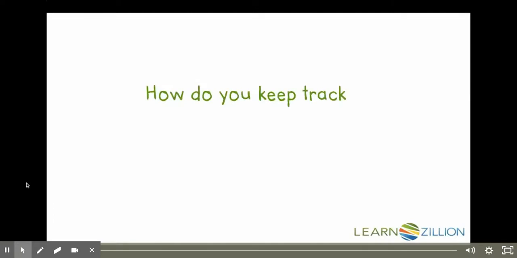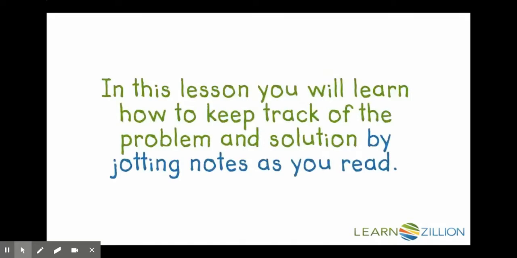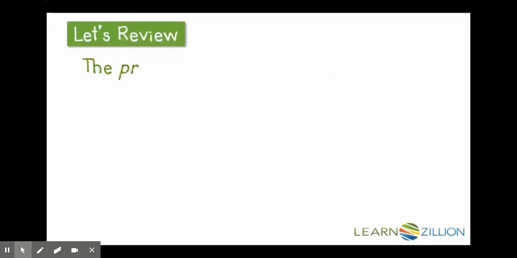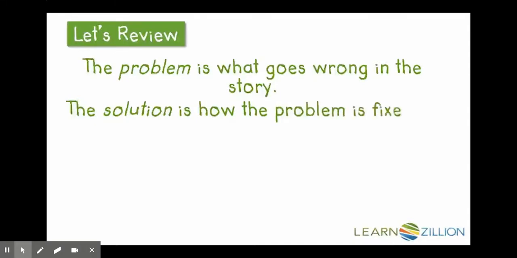How do you keep track of important information while reading? In this lesson, you will learn how to keep track of the problem and solution by jotting notes as you read. Let's review. The problem is what goes wrong in the story, and the solution is how the problem is fixed or resolved.